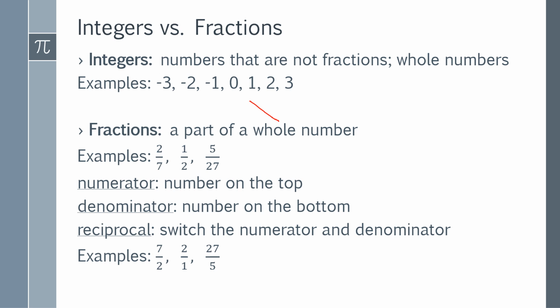With fractions, you have a numerator, which is the number on the top, and a denominator, which is the number on the bottom. So for the 2/7, the numerator would be 2 and the denominator would be 7. If you switch the numerator and the denominator around, that's called getting the reciprocal. The reciprocal of 2/7 would be 7/2, and for 5/27, that would be 27/5.